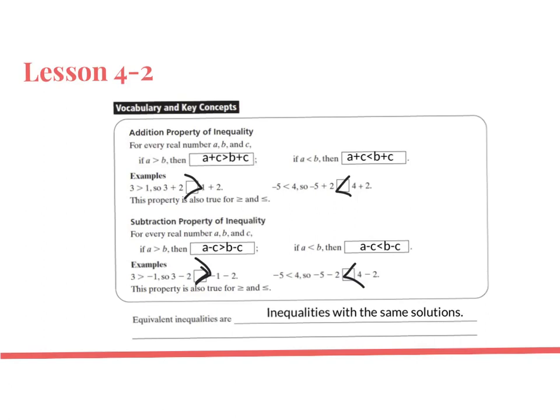So all we're doing here is, when we're adding the same thing to both sides, or subtracting the same thing from both sides of an inequality, we are creating equivalent inequalities. They still hold true to their parts, and they are just inequalities with the same solutions. The answers are going to be the same no matter what. So let's see this in practice.